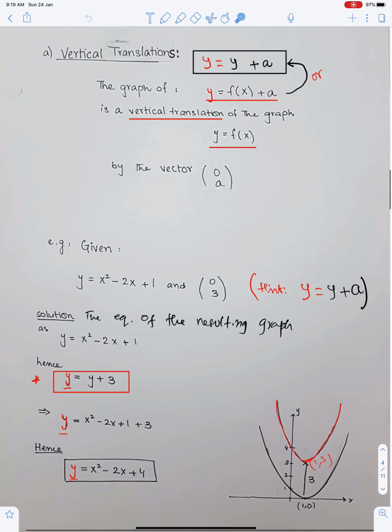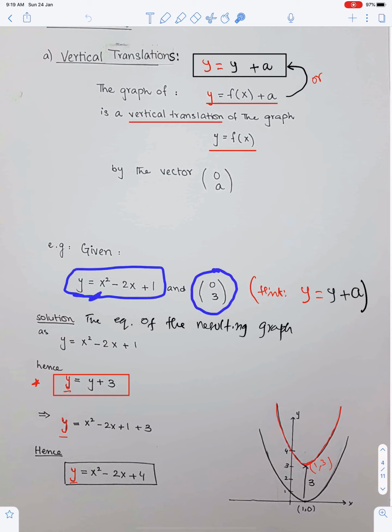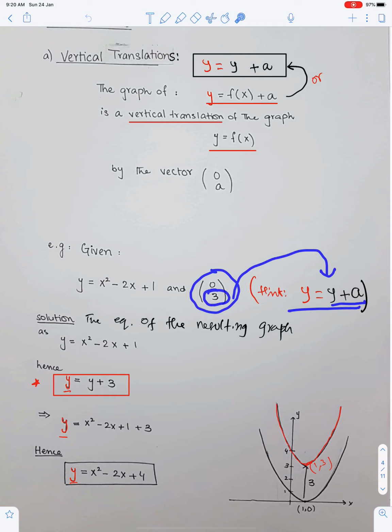Let's understand this concept through this example. Given y is equal to x square minus 2x plus 1, this is the equation of the object and this is the vertical translation vector. The question is, find the equation of the resulting graph. Since this is the vertical translation, therefore this will be the equation of the resulting graph: Y is equal to y plus a. And since the value of a is 3, therefore this will become y is equal to y plus 3.